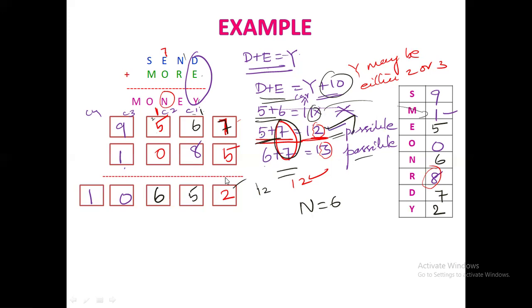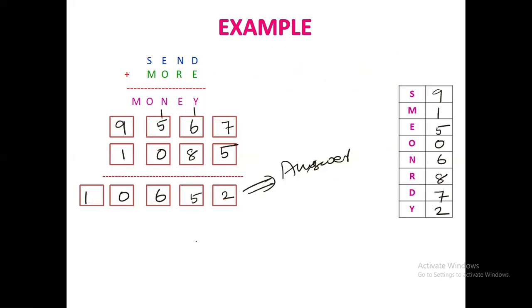So in this way, we have to solve the constraint satisfaction problem. Hope everyone understood this problem. This will be the final answer, where values are assigned for each character. Hope everyone understood this problem, SEND plus MORE is equal to MONEY, very clearly. Similarly, we can solve any type of problem if you understand the basic concepts.